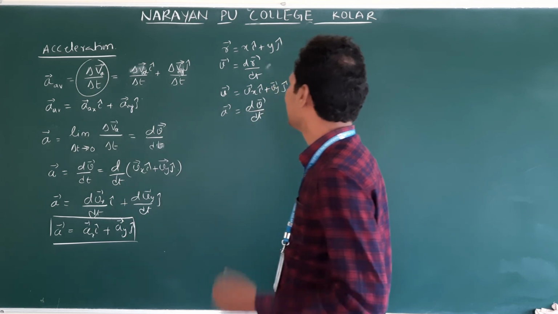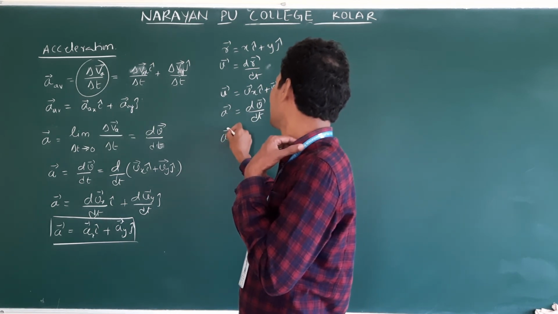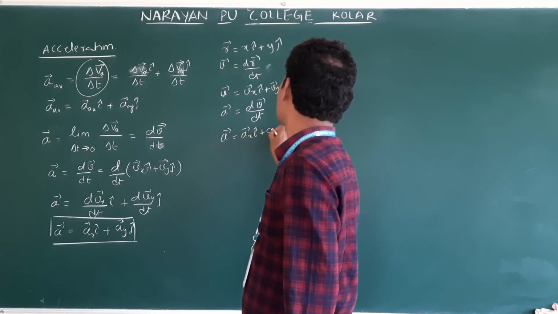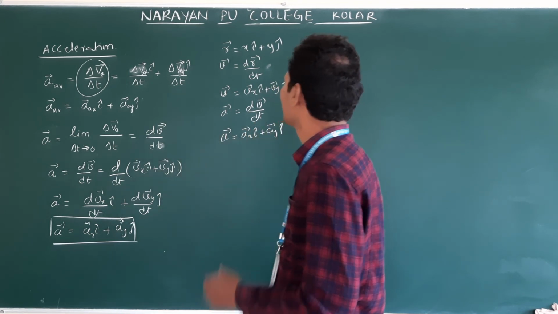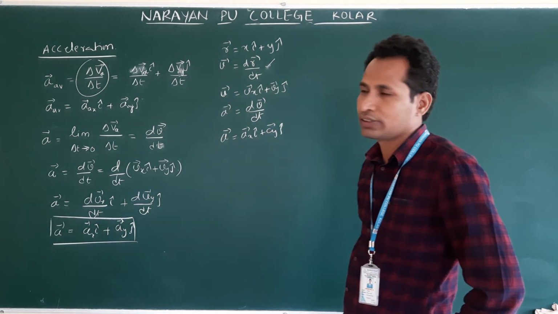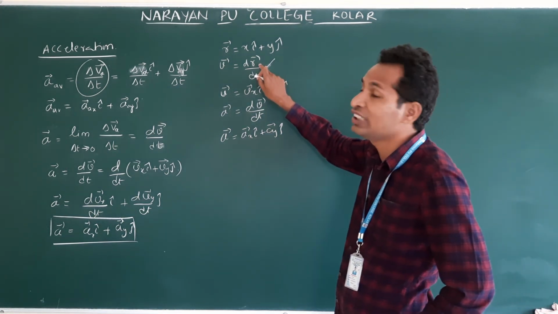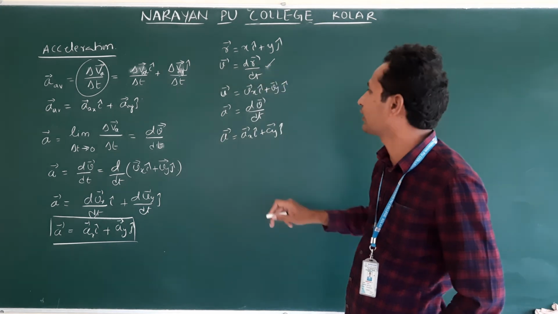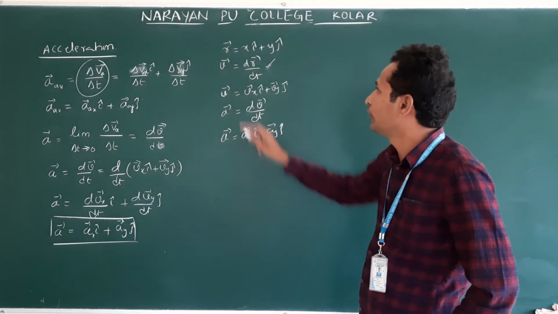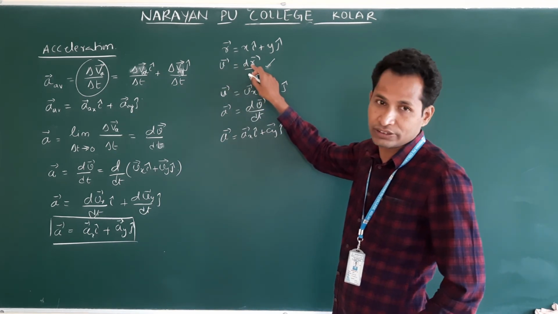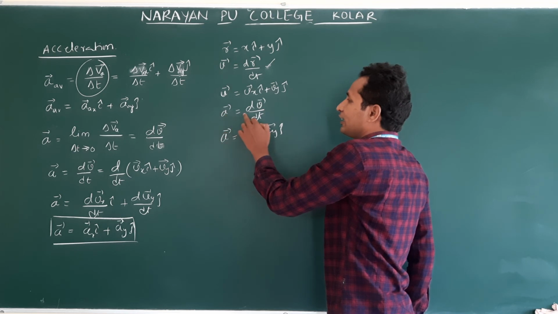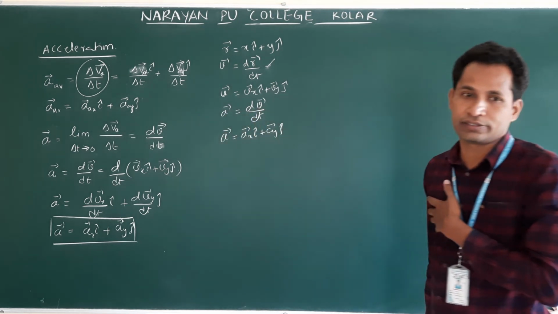dv by dt. And what did we get? Acceleration vector: A is equal to Ax i cap plus Ay j cap. This is the rate of change of velocity, and velocity is the rate of change of position. Velocity is the rate of change of position, and acceleration is the rate of change of velocity.